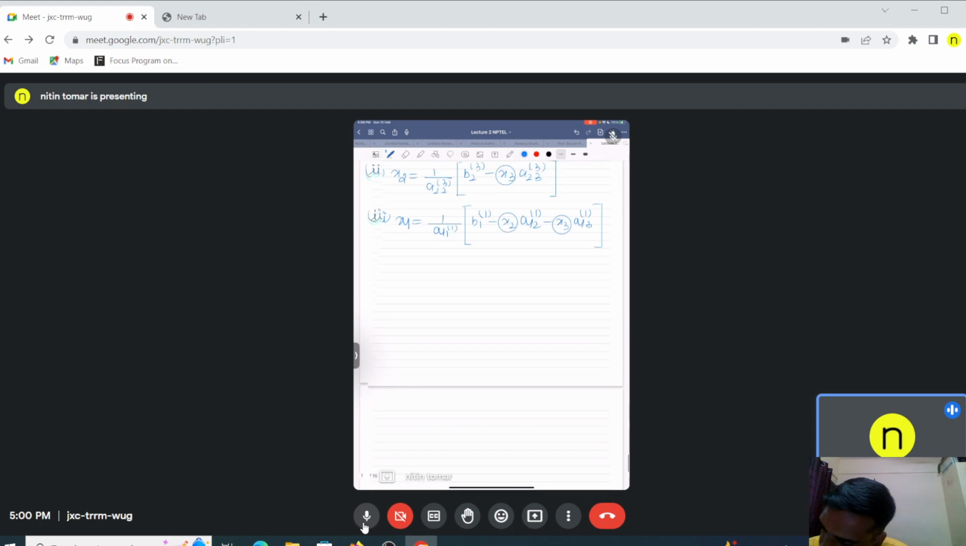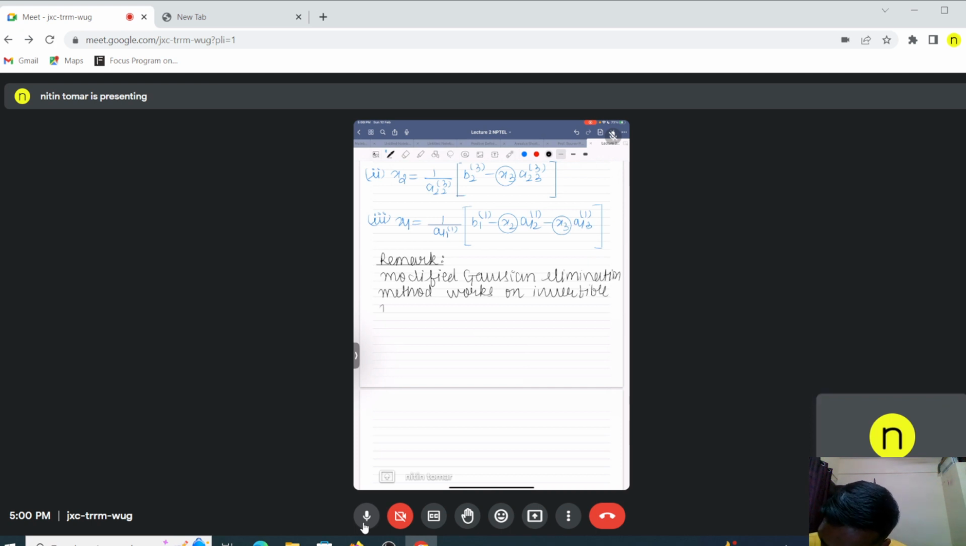So just add one remark: the modified Gaussian elimination method works on invertible matrices. Okay?